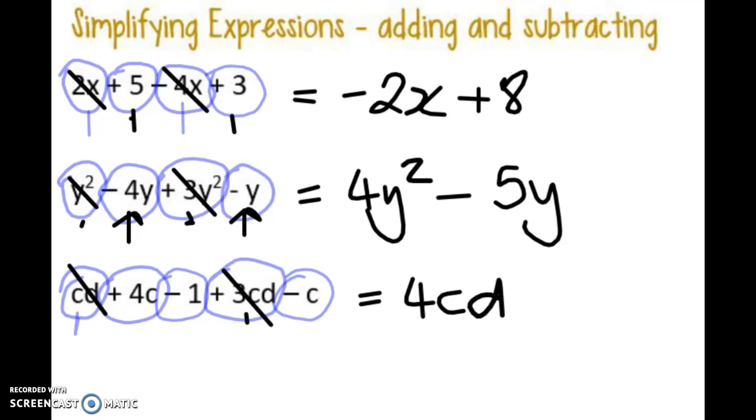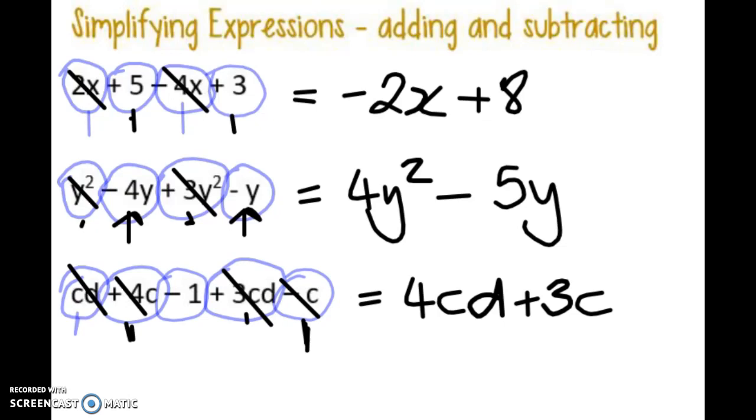We've got 4C. Now next to it is not a C, it's just negative 1. So we're going to ignore that one. And then we come down to the end and we look at negative C. So 4C minus 1C is 3C. And we have 3C there.